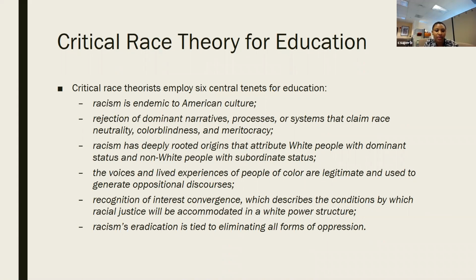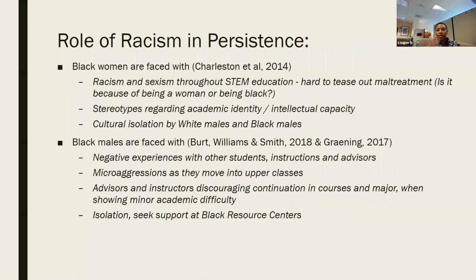And then lastly is that racism eradication is tied to eliminating all forms of oppression. And so this includes like sexism and other oppression from marginalized groups based on sexual orientation, right? You just can't eradicate racism by itself and then act like it's in a vacuum. Okay, so now that we have those tenets to help us understand how to look at racism, let's look at the role of racism in persistence for African Americans in STEM.